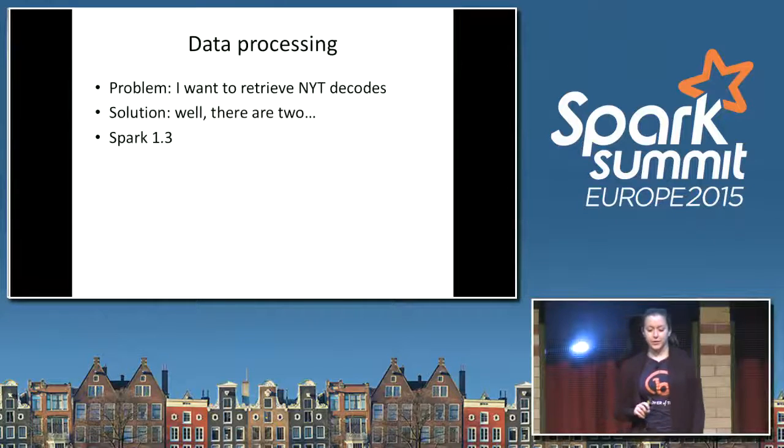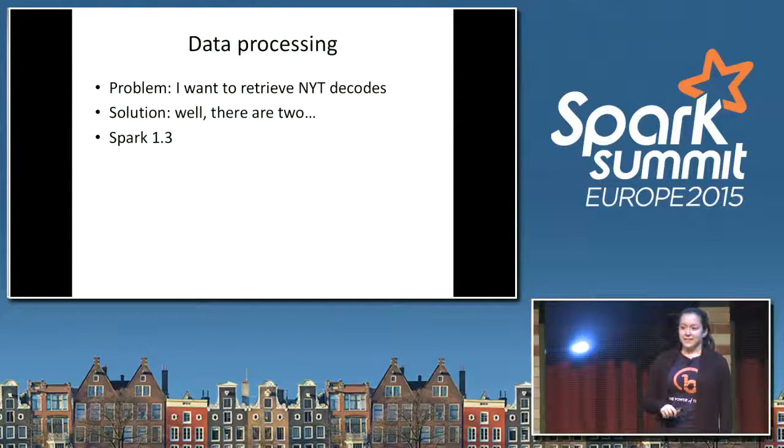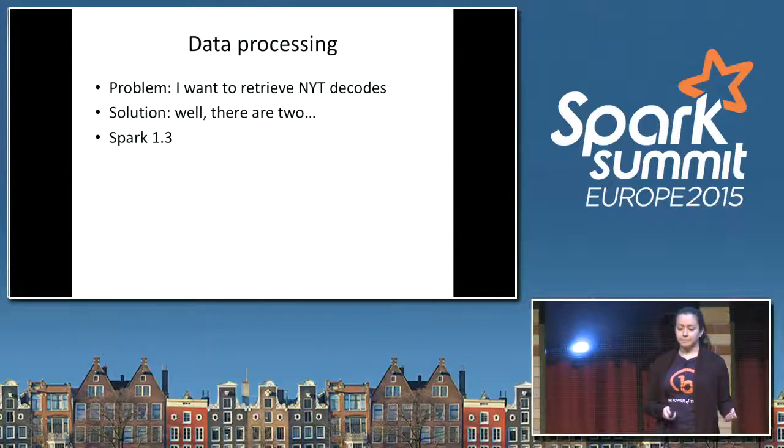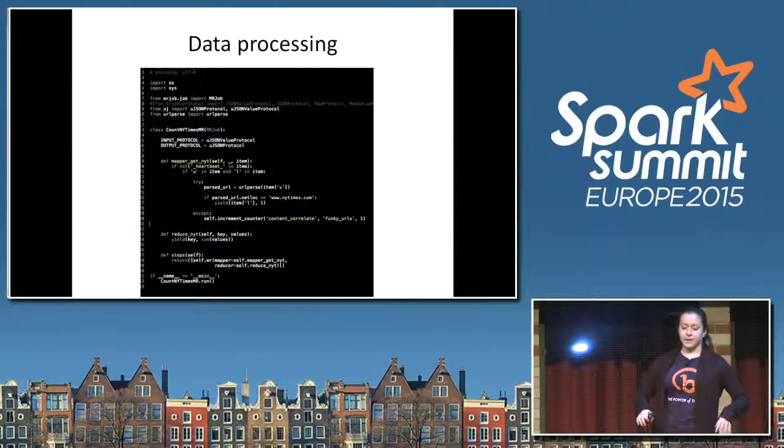There we go. As any data science project starts, I want to actually retrieve some data. The problem that I had was I wanted to retrieve only New York Times data. Because we have so much data, I figured I would start with a small chunk to analyze. So there's a couple solutions for this, and at the time I was using Spark 1.3. This is how I was retrieving data using MapReduce.